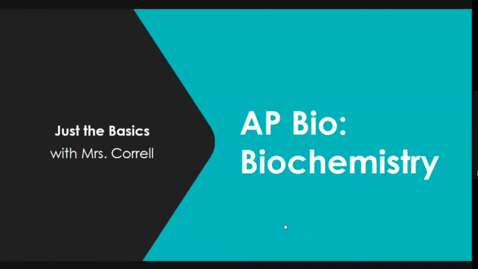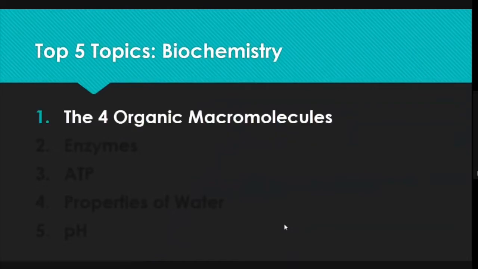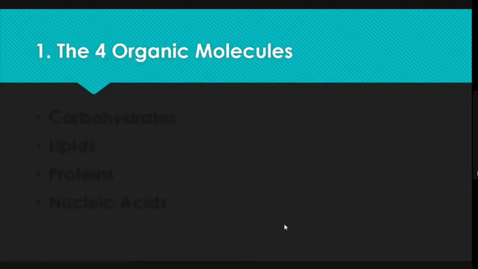All right, folks, I'm going to give you a quick review, just the basics of biochemistry for AP Bio. First off, we have the top 5 topics of biochemistry: number 1, the 4 organic macromolecules, number 2, enzymes, number 3, ATP, number 4, a brief review of the properties of water, and number 5, pH. Number 1, the 4 organic molecules.